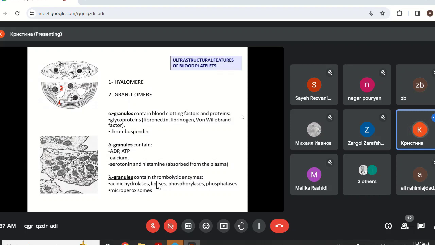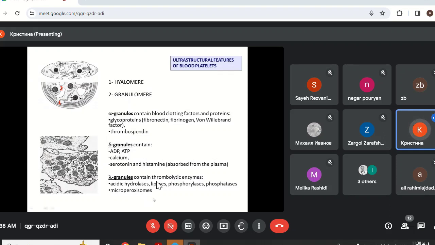These proteins are glycoproteins such as fibronectin, fibrinogen, and von Willebrand factor, and also thrombospondin. Next, delta granules contain ADP and ATP molecules, which give energy for all the chemical processes in platelets. Calcium ions are also needed for these processes, and also serotonin and histamine. These serve for changing the permeability of the blood vessel.